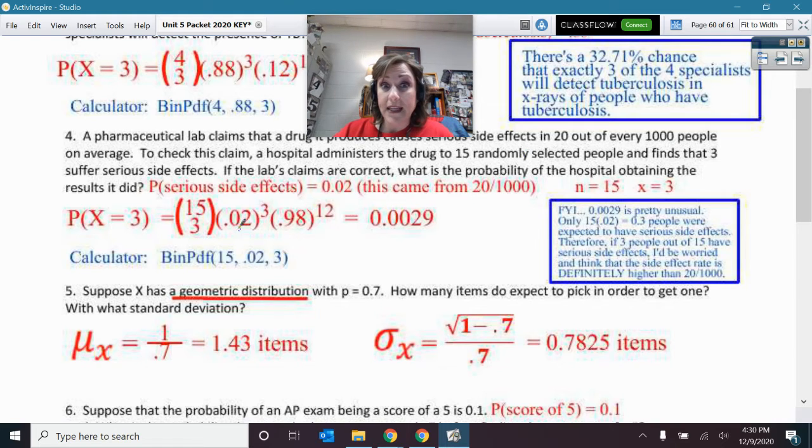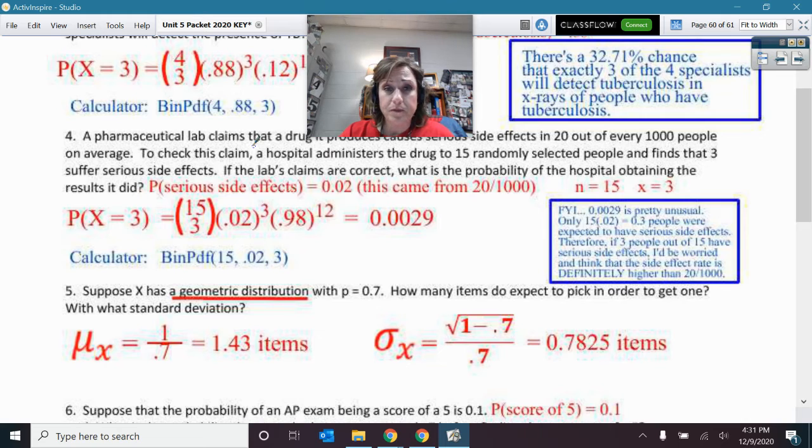So, how likely was that? 15 choose 3. This is exactly 3 successes of side effects, 12 not getting side effects. That's this, 0.0029. So, this is interesting. Big time pharmaceutical labs are going to do this.